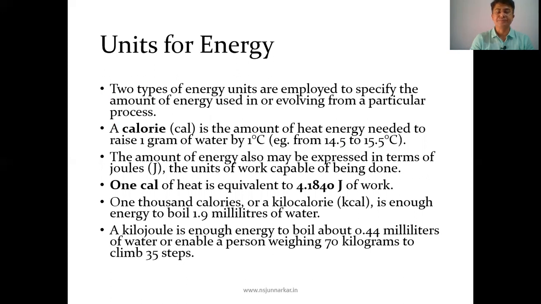Units of energy. Two types of energy units are employed to specify the amount of energy used in or evolving from a particular process. A calorie is the amount of heat energy needed to raise 1 gram of water by 1 degree Celsius, for example, raising the temperature of water from 14.5 to 15.5 degrees Celsius. The amount of energy also may be expressed in terms of joules, the units of work capable of being done. 1 calorie of heat is equivalent to 4.1840 joules of work. 1000 calories, or a kilocalorie, is enough energy to boil 1.9 milliliters of water.